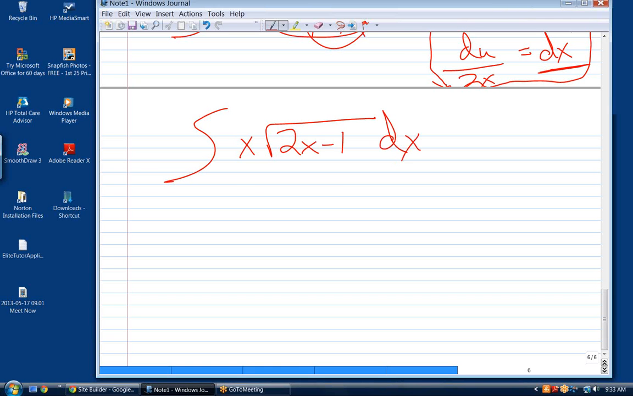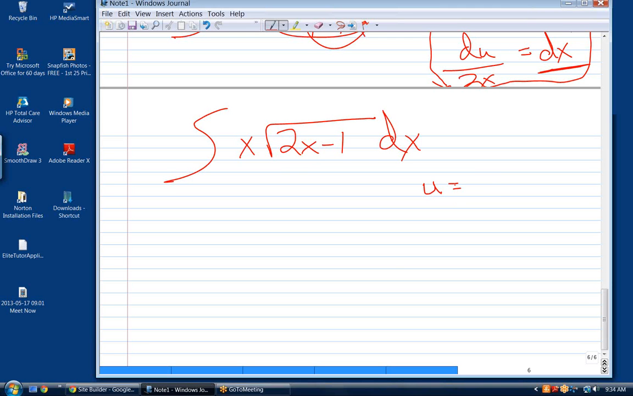Well, at first glance, it doesn't look like this would lend itself to substitution, because we have an x here, and if we take the derivative of the inside, we get 2. So how are we going to get rid of this x over here? So this is definitely not a straight power rule problem. However, let's go through it.